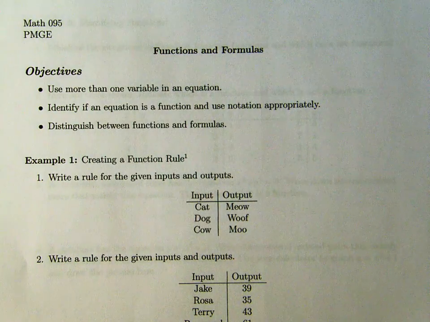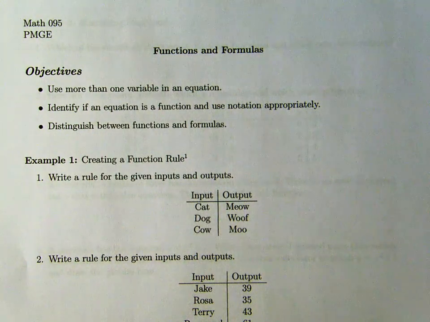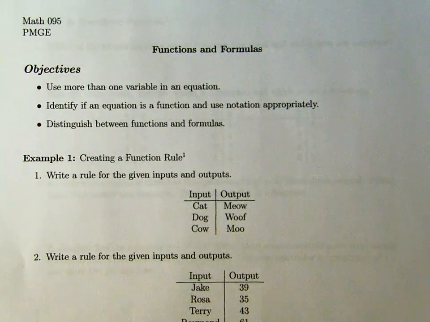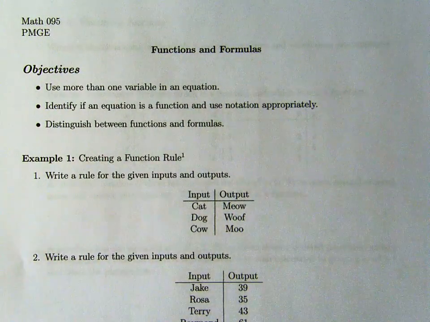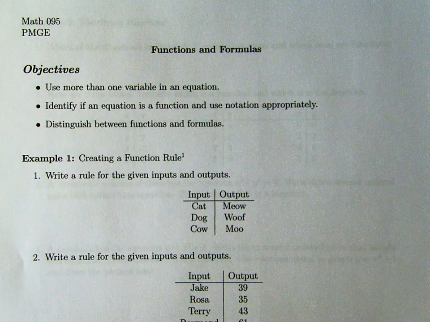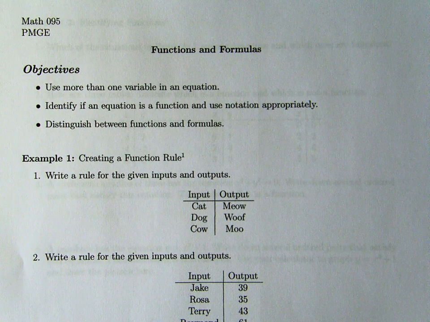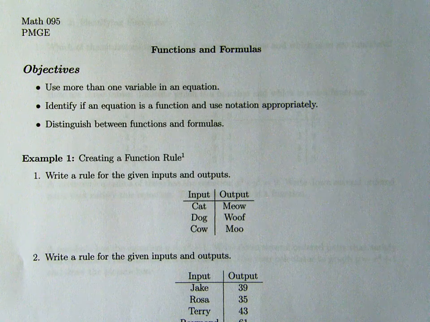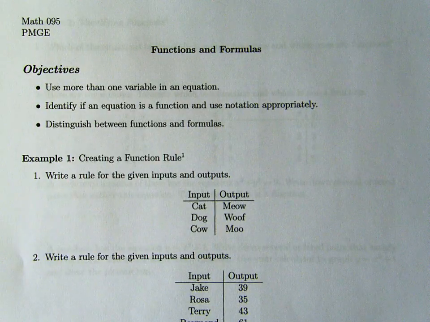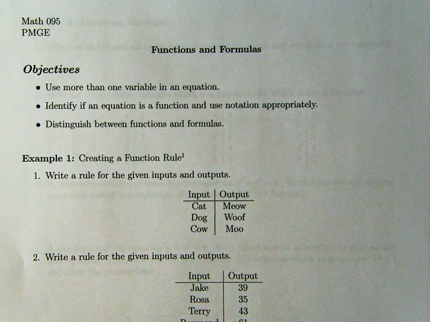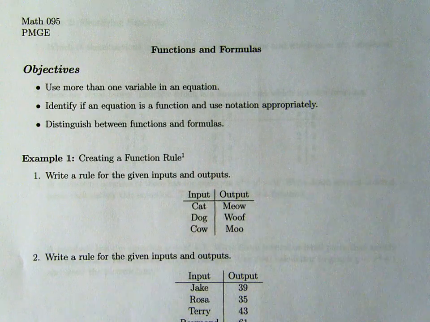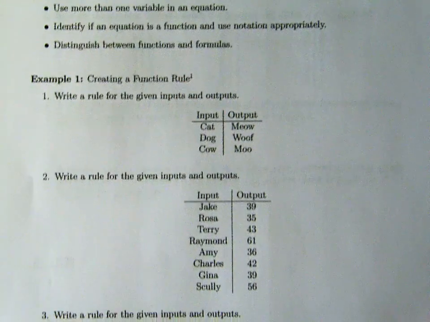Section 2.2 in your book is all about functions and formulas. So we should talk about that. We will use more than one variable in an equation, which we have already done, but we're going to do that more. Identify if an equation is a function and use its notation, and distinguish between functions and formulas and equations. They all have similarities, but we're going to pinpoint some differences.